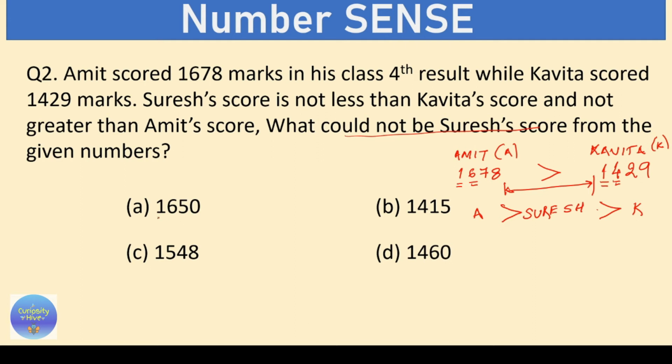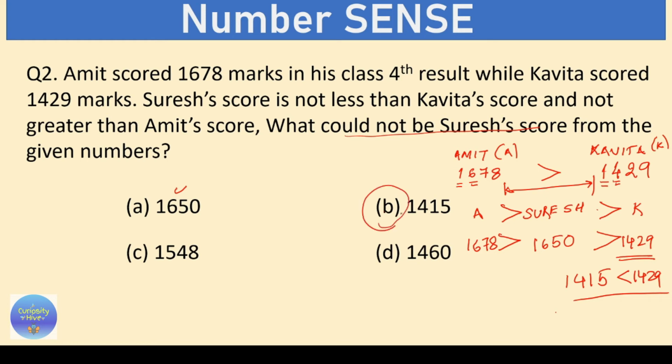Let's look at the first option, 1650. Well, 1650 is greater than 1429 and it is less than 1678. So this could be his score. Let's look at the next one, 1415. Well, that is less than 1429. So yes, this does not hold good for our rule. So it is possible this cannot be his score.